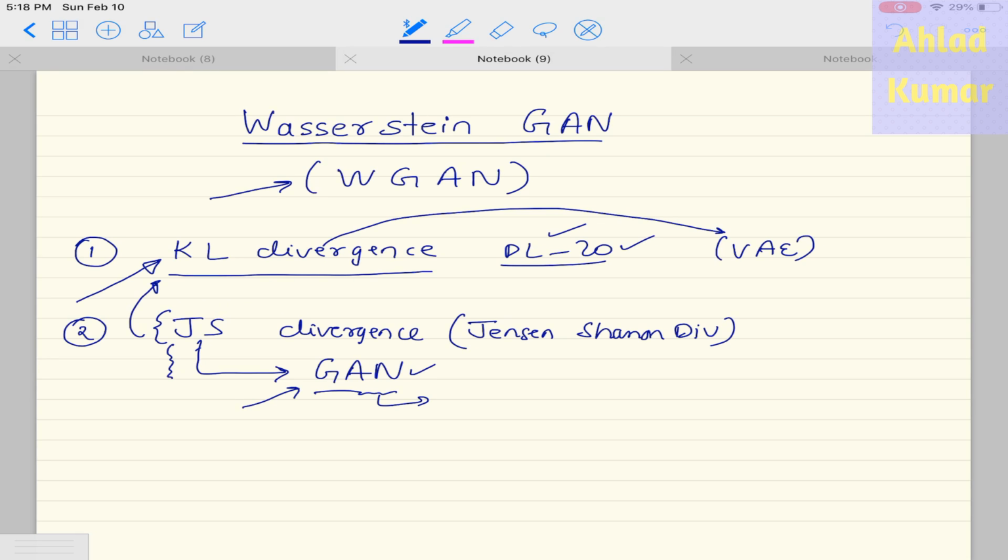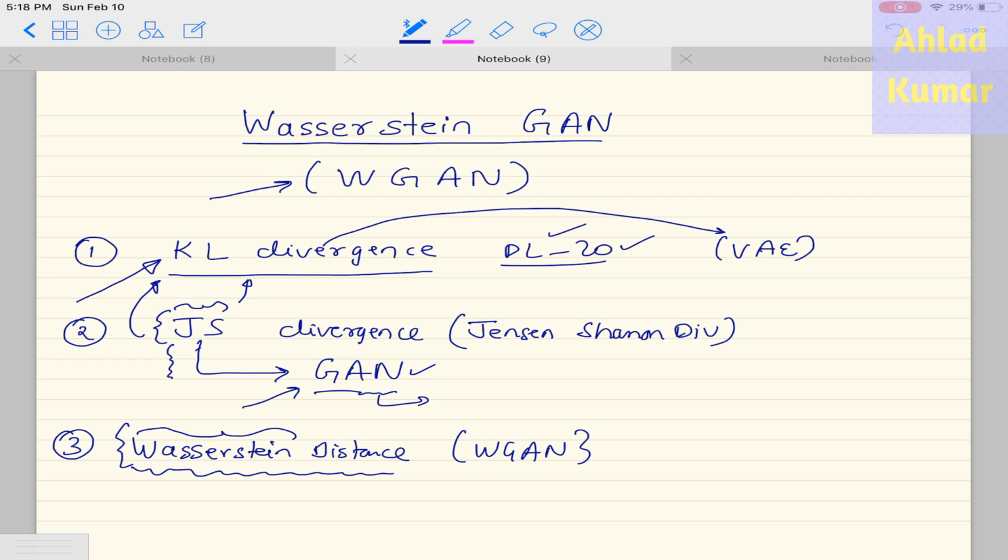So we will see how JS divergence is better than KL divergence. And then the concept of Wasserstein distance comes up. This distance is used as one of the metrics in the loss function of WGANs, and this distance metric is much better than JS and KL. Whatever disadvantage KL and JS divergence have, Wasserstein distance overcomes, and hence results in improved performance of WGANs.